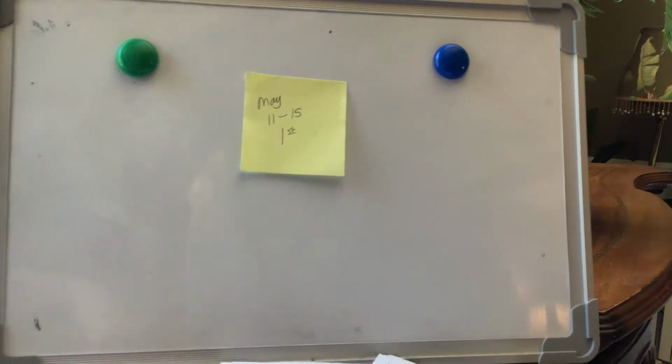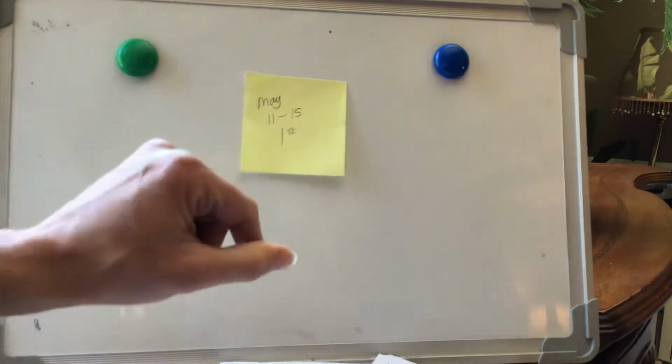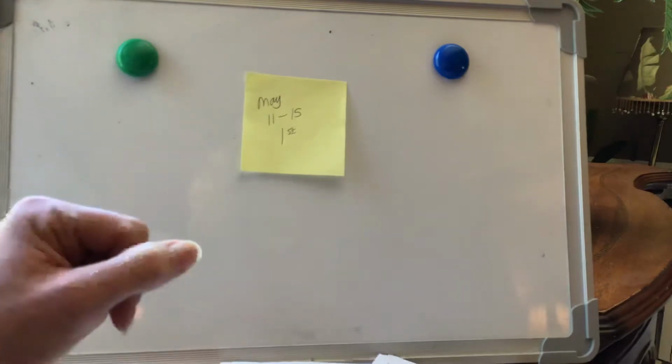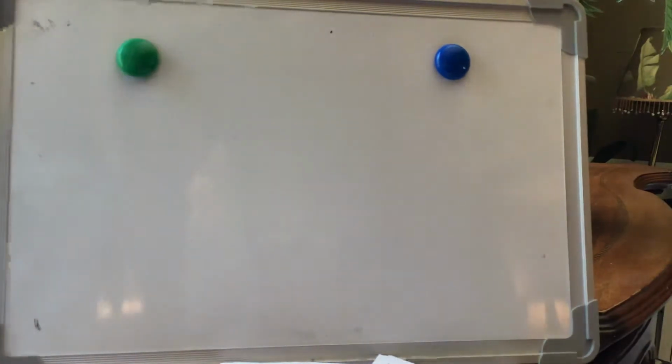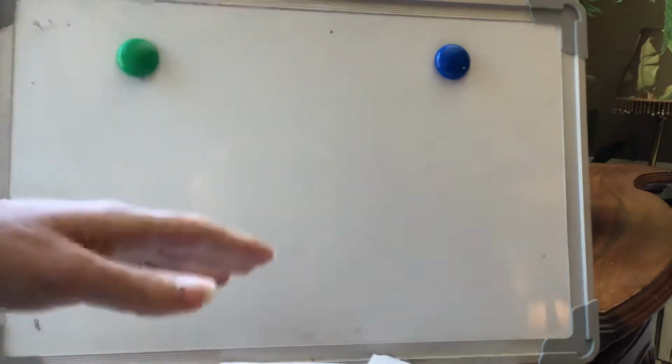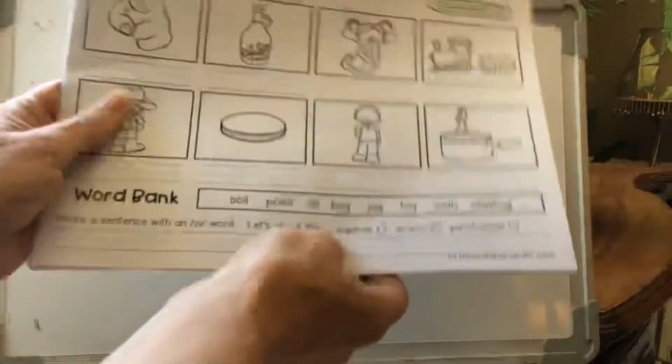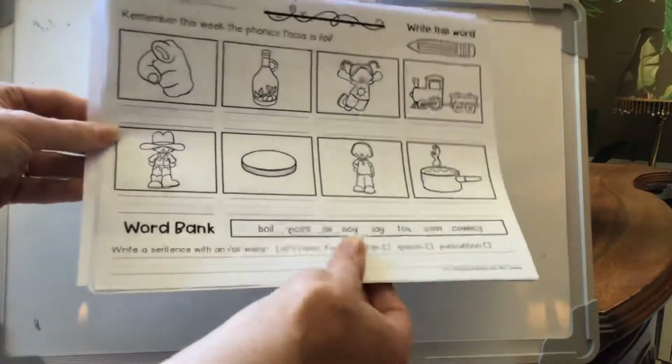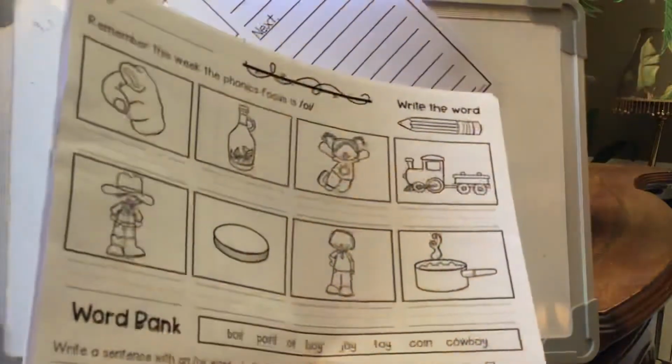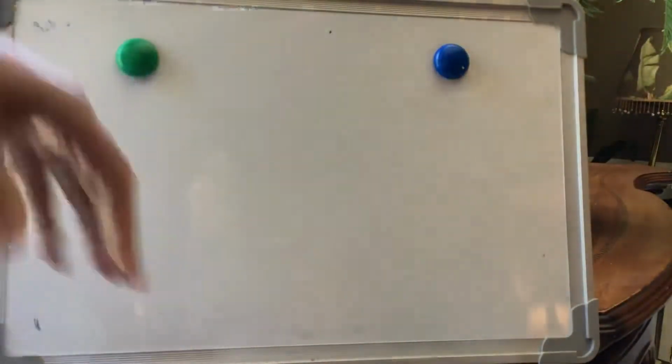All right, this is our May 11th through 15th week work for first grade. I've kind of divided it up into English language arts, math, and extras. So I'm going to go through this step by step. Here's all of our English language arts worksheets. We have some writing this week. I'm going to discuss that in just a second.